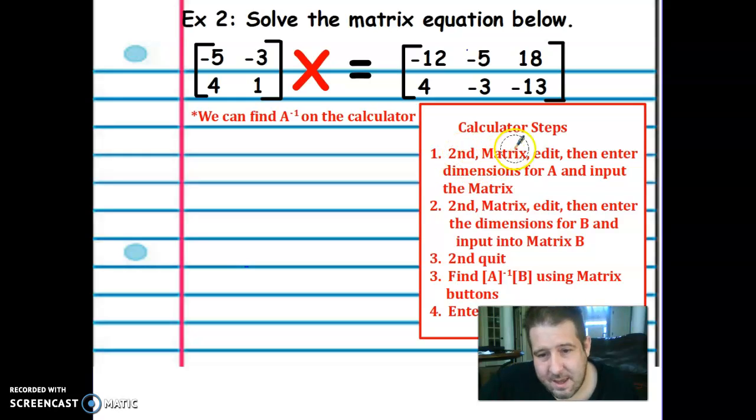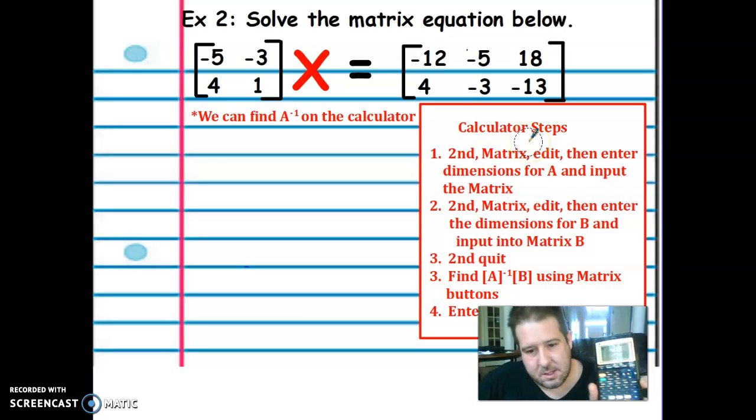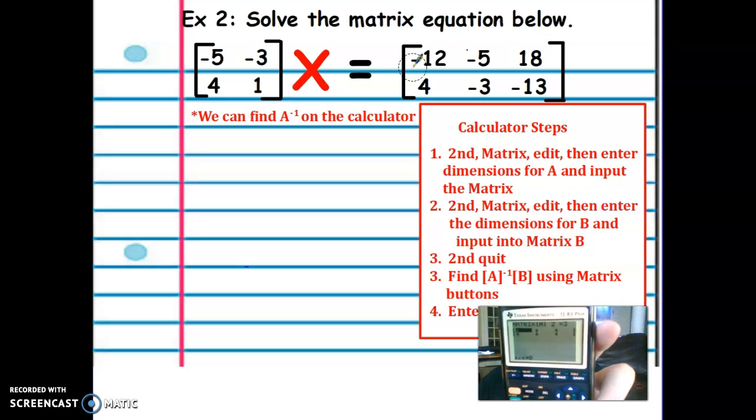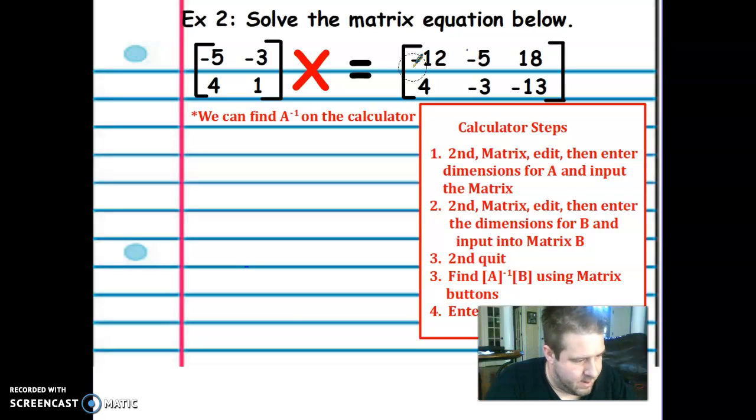So it says second matrix, so I'm going to press second matrix, which gives me this screen right here, and then I'm going to go over to where it says edit, and then I'm going to change it to a 2 by 3. All right, and then it's going to look like this, and then I'm just going to put these numbers in one at a time. -12, enter, -5, enter, 18, enter, 4, enter, -3, enter, and -13, enter. Okay, so now I've got that one done.